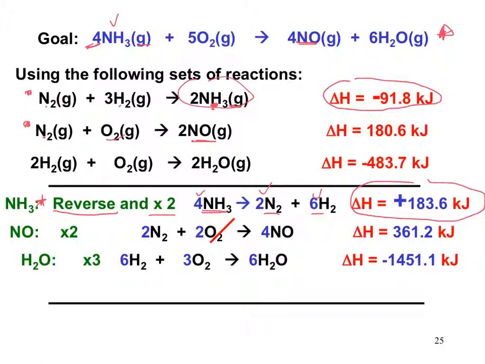The things we need to look at are, once again, the states. They match up. And we also need to look, once again, at the coefficients. So we have 4 NOs up here, and we only have 2 down here. So we know that overall, we're going to multiply this equation by 2. When we do that, our coefficients change by a factor of 2, and our delta H value for this specific reaction increases by a multiple of 2.